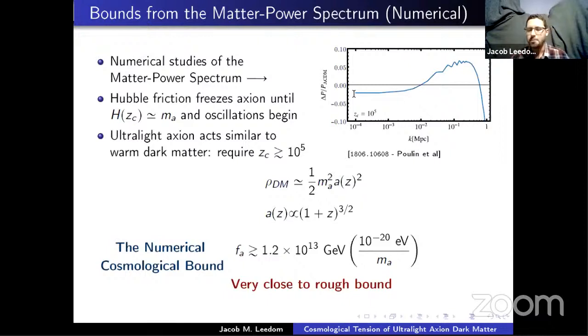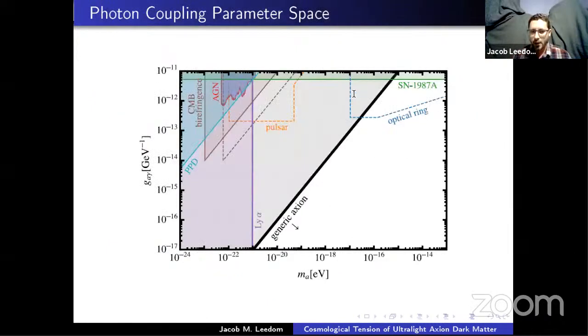In what follows, I'll be using the much more rigorous bound, but it's nice that you can do a very simple argument to get to this bound as well without having to go through the numerics. All right, so let's begin putting this onto the parameter space and seeing the influence of this bound.